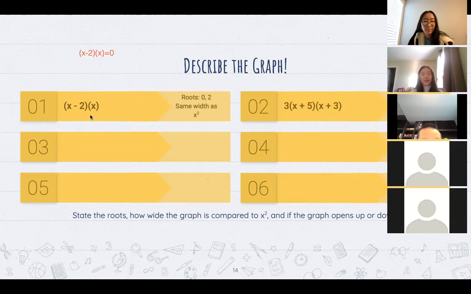Okay, 3 times x plus 5 times x plus 3. What are my roots? Okay, Colin, you say one, and then Anika, you can say the other one. 3. 5. Okay, so both of you guys are really close, but we have run into the tricky signs again. So it's -5 and -3.